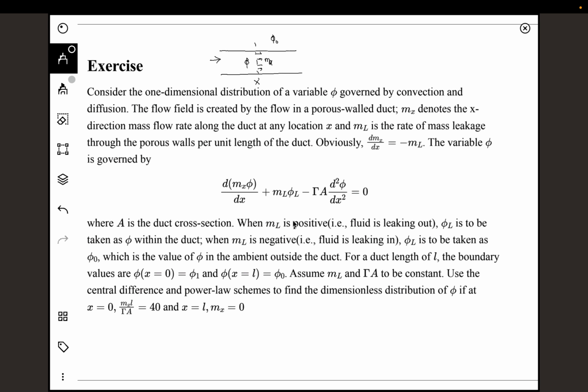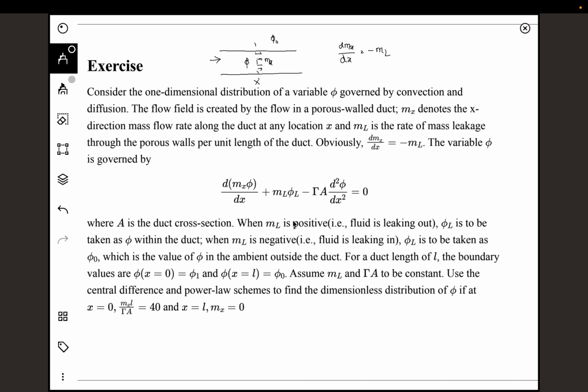Now these walls are actually not impermeable, but they are porous. Because they are porous, there will be some mass flux into or outside. So accordingly, this mx is not constant, because there will be something going outside or coming inside. So mx will change as a function of x, and that is given by the leakage rate.